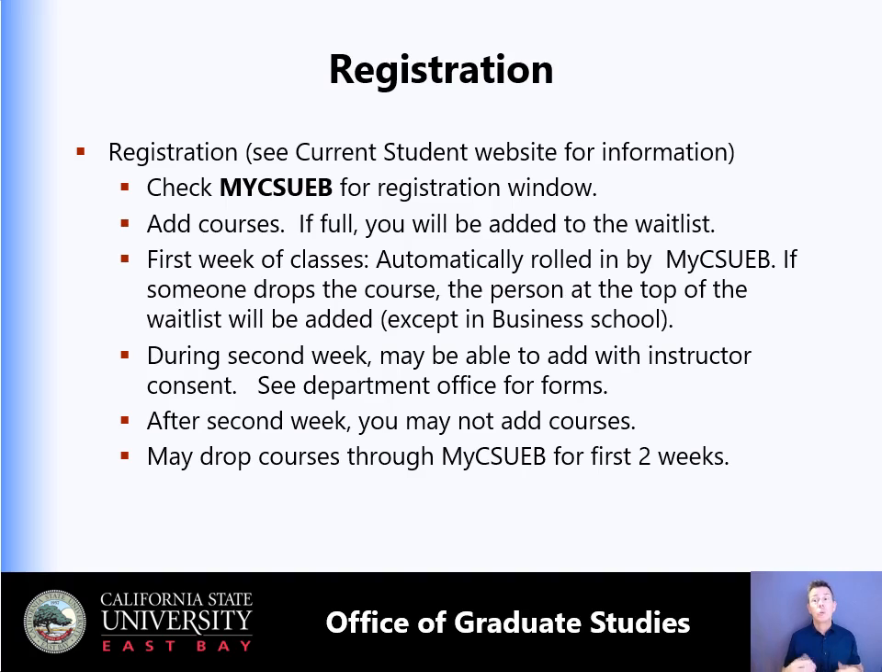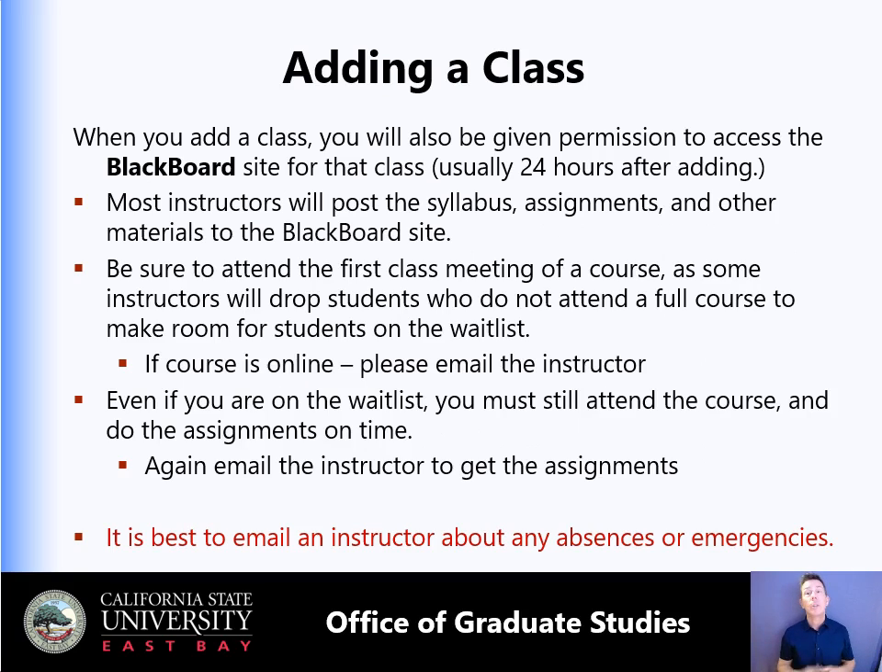You are able to drop classes from your schedule for the first 2 weeks through My CSUEB. So maybe you signed up for an extra class because you weren't sure which ones you really wanted to take. You can now go back in and drop the class you weren't interested in. After you add a class, one of the first things that will happen is that you'll be given permission to access the Blackboard site for that class.